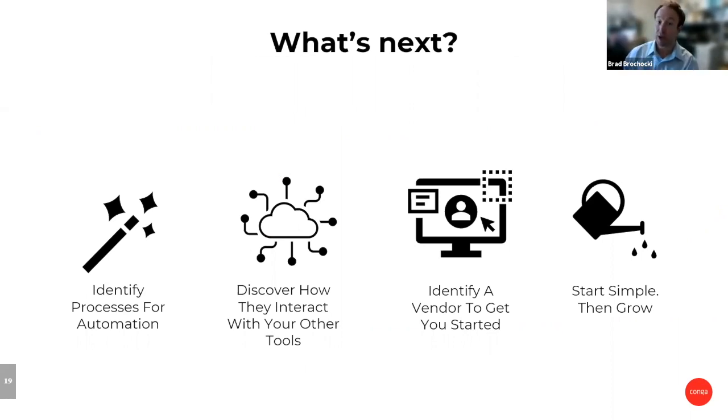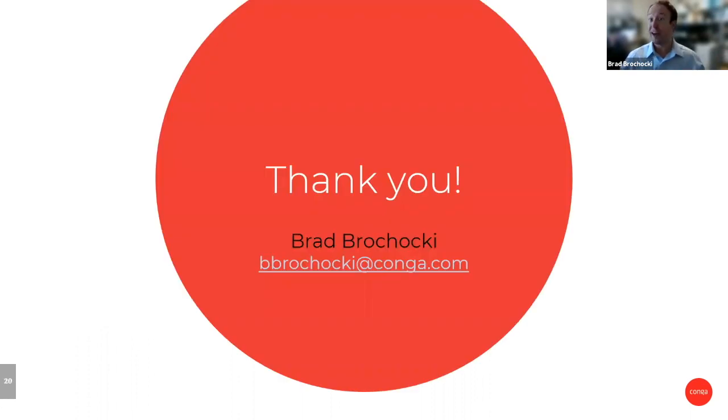So I would recommend that you identify processes that can be automated, learn how they interact with your CRM and your data management tools, identify a vendor that can help you take that first step, and then as you grow, start to add more tools, add more things to automate different use cases as you make that digital transformation. That's all I had. I know we're right at time. Are there any other questions?